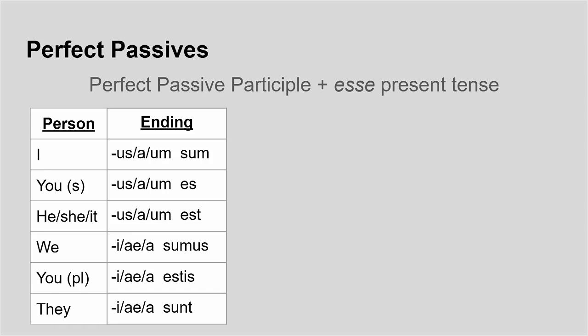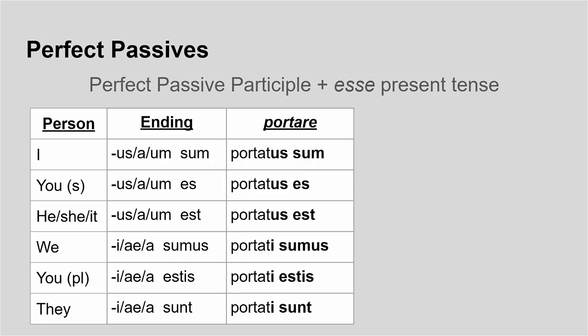So let's have a look at an example. Portare. I've used the masculine form here. So the masculine form of portare in the perfect passive would be portatus sum. You singular, portatus es. He, she, it, portatus est. Then I change to plural, portati sumus. You plural, portati estis. And they plural, portati sunt.